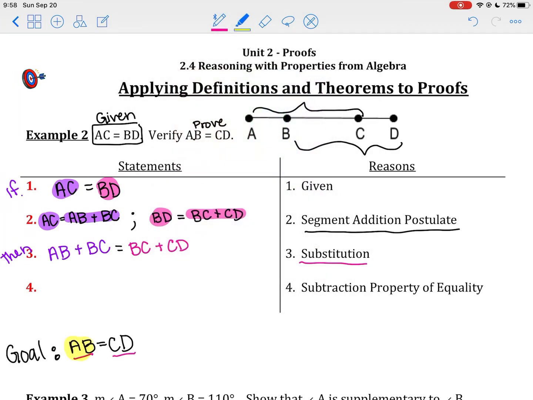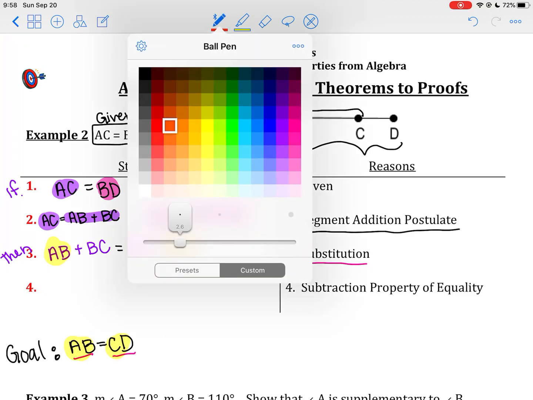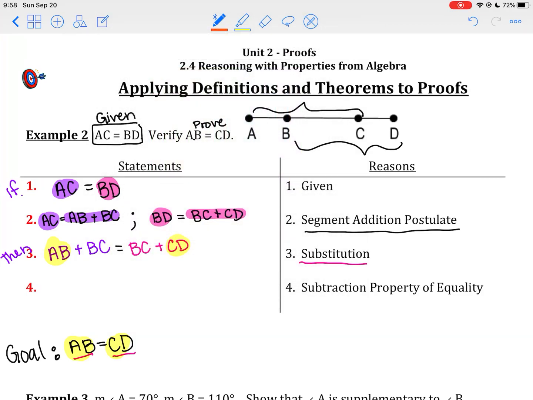The AB is in this statement that I have now, and CD is in this statement that I have now, but both of them have a BC with it. So one thing that I can do is, since it's being added on both sides, I can subtract it from both sides. That's called the subtraction property of equality, because that's the work that I do in between there. And then after I subtracted, I get to that goal statement, which said that AB is equal to CD.